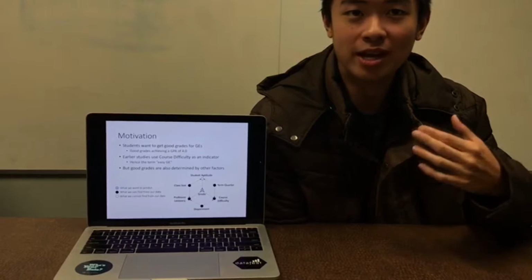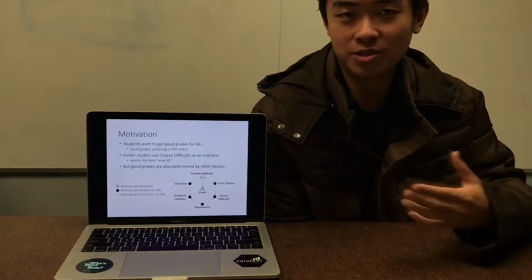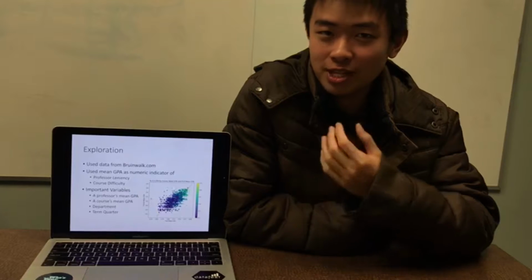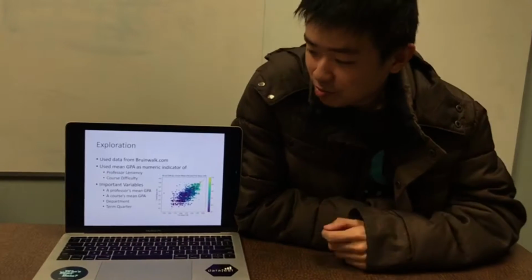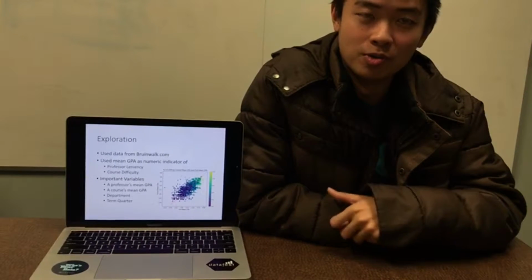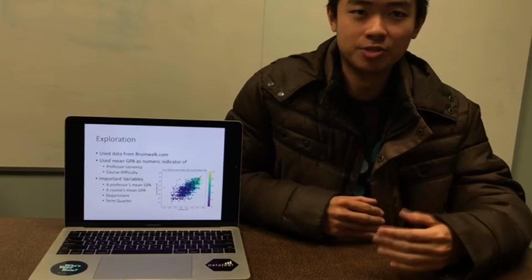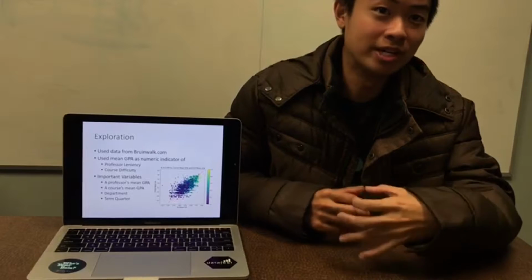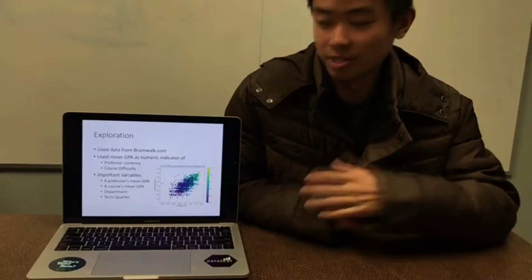Unfortunately, in our data set, we don't have student characteristics, so we are not able to estimate student aptitude, but that could be something for a future study. And so for data exploration, we actually use data that's taken directly from brimlock.com, which is a website that students like us use to find out which GEs are easiest. We used mean GPA as an indicator of professor leniency and class difficulty. And so what we do is we group all the courses by, let's say, a professor, and we take the mean GPA, and we use that as a rating of professor leniency, as an example.